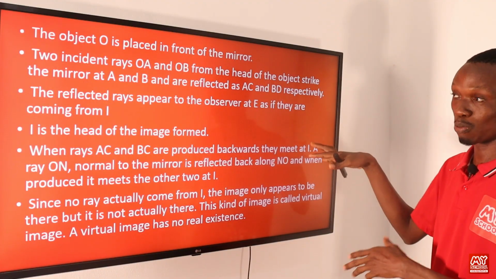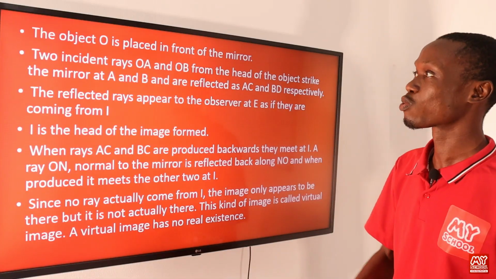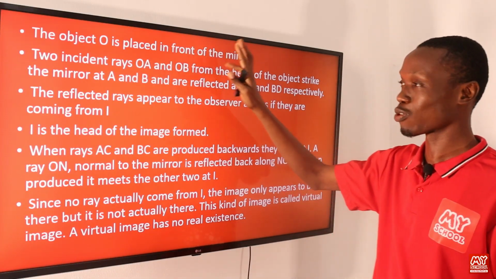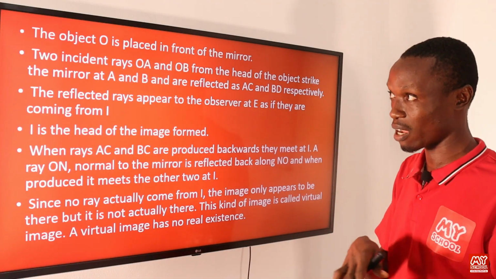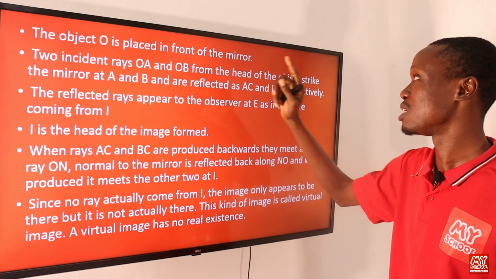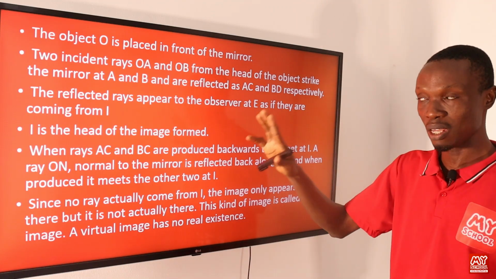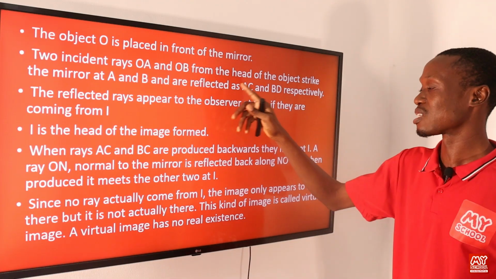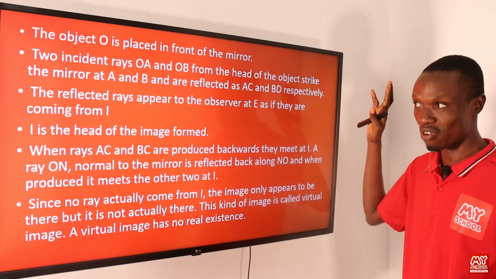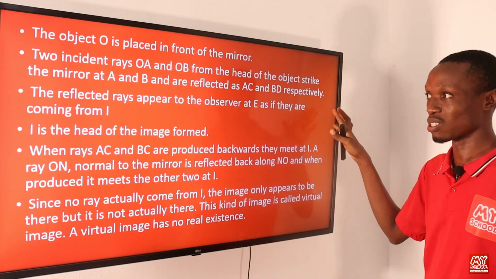This is just a description of what is happening in that diagram that I was trying to explain. The object O is placed in front of the mirror, like we saw in the diagram. 2 incident rays, OA and OB, from the head of the object strike the mirror at A and B, and these rays are reflected as AC and BC respectively. Of course, when I was showing you the diagram, I did mention all this.